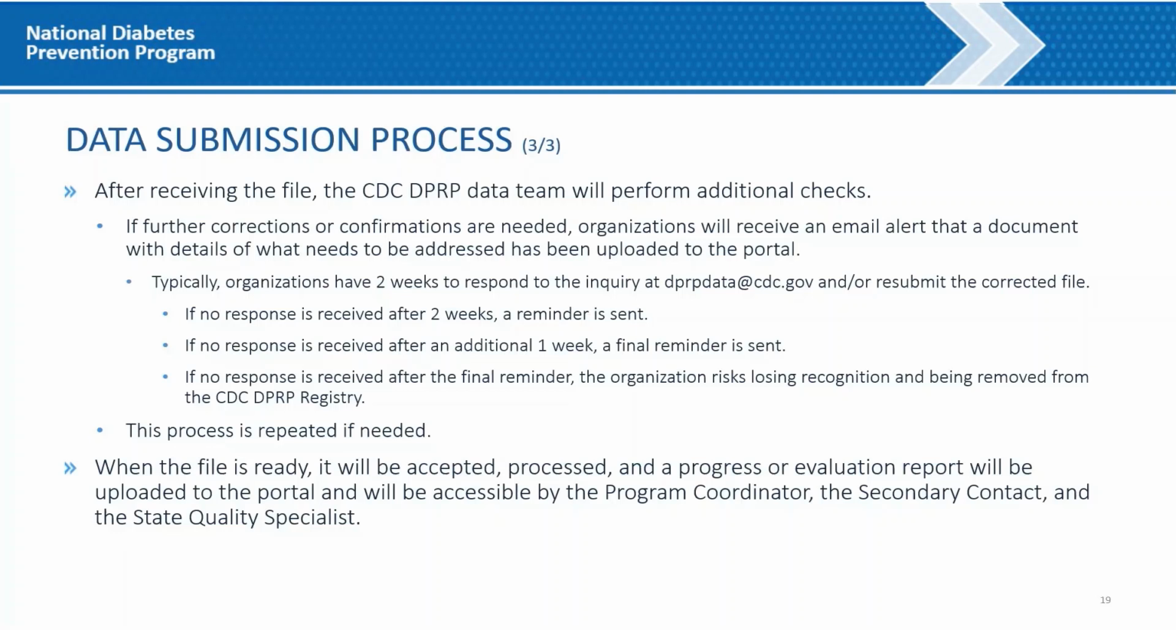Organizations may request technical assistance with data submissions by emailing dprpdata@cdc.gov. When ready, the file will be accepted and the DPRP data team will send a notice that the progress or evaluation report is ready for viewing and download. The report will be uploaded to the portal and will be accessible by the program coordinator, the secondary contact, and the state quality specialist.